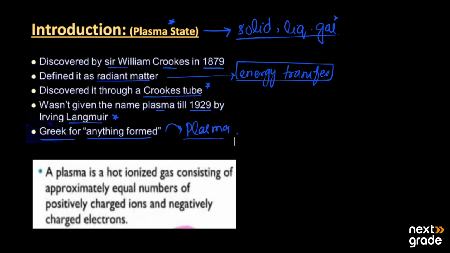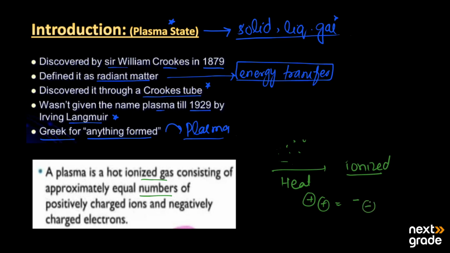The definition of plasma is a hot ionized gas. It means we have gas molecules and we heat those gas molecules, and they start to ionize. So the ionized gas consists of approximately equal numbers of positively charged ions and negatively charged electrons. At this state, the matter is known as the plasma state.